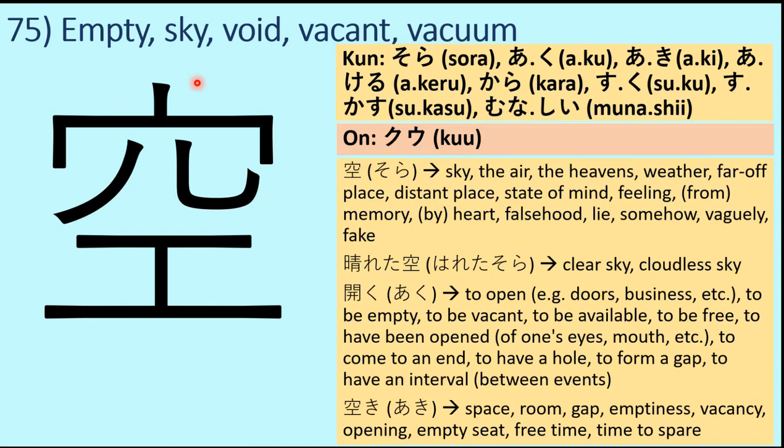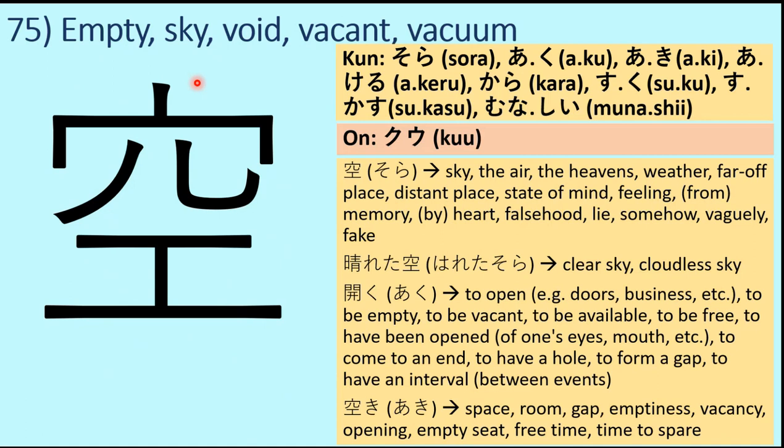The meanings in Kun'yomi: sora, which means sky, the air, the heavens, weather, far off place, distant place, state of mind, feeling, from memory, by heart, falsehood, lie, somehow, vaguely, fake. So you can see the diversity of meanings.